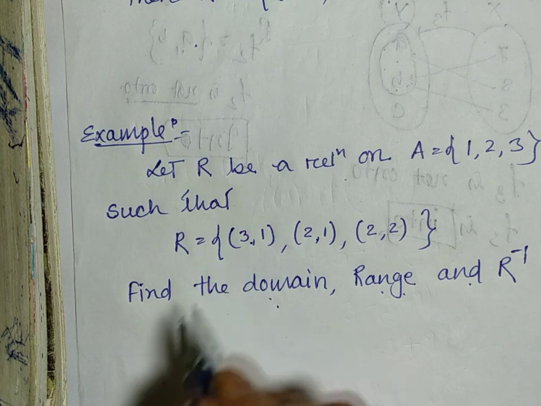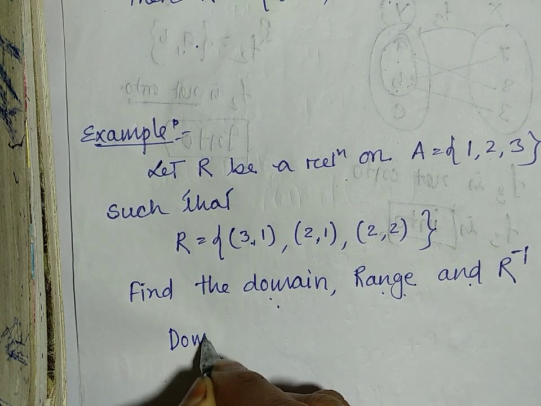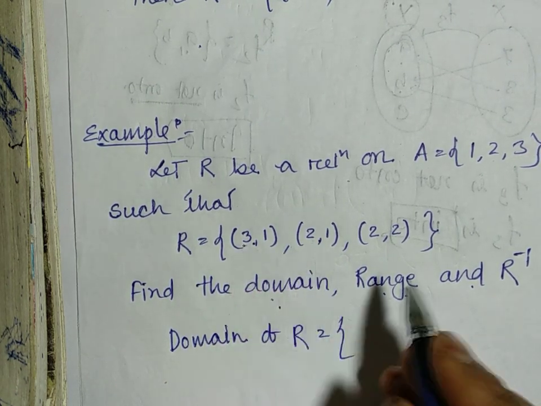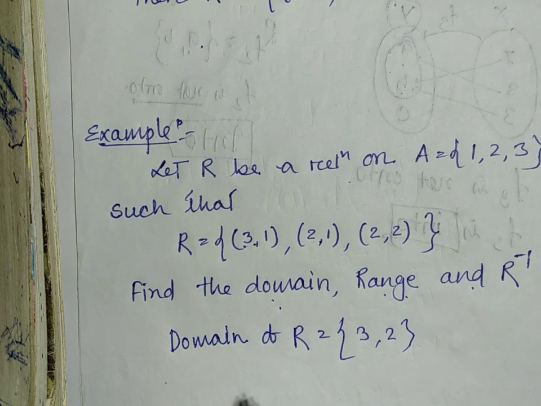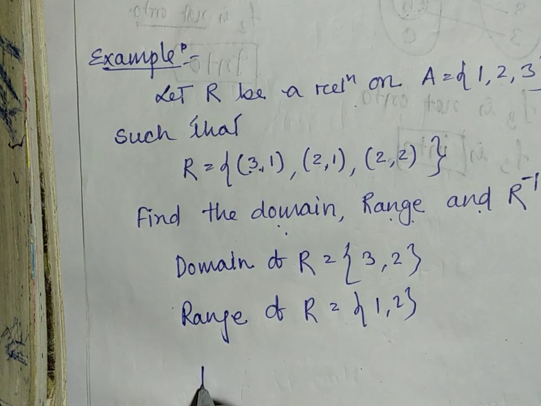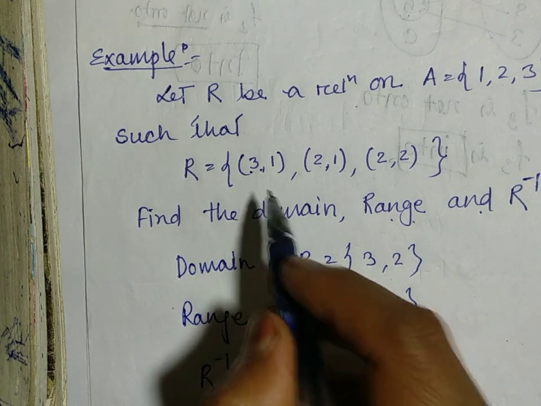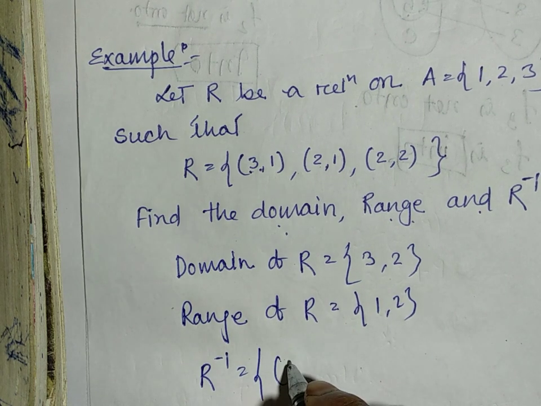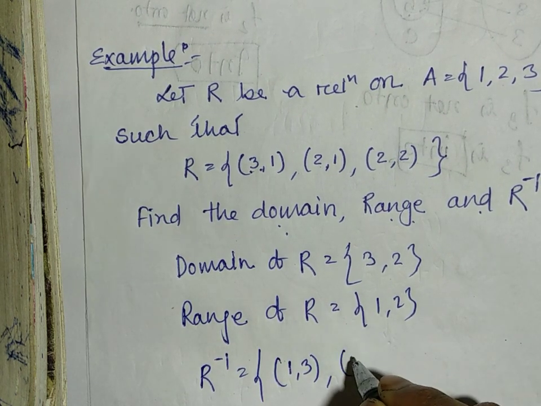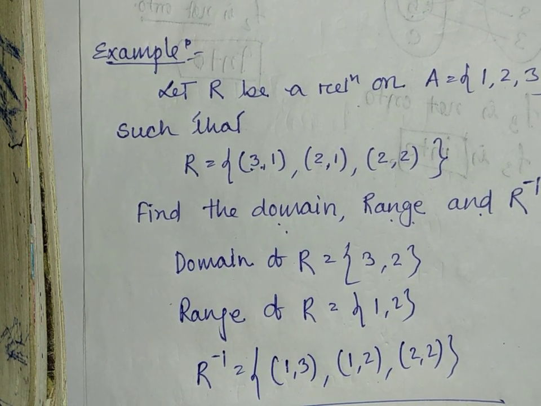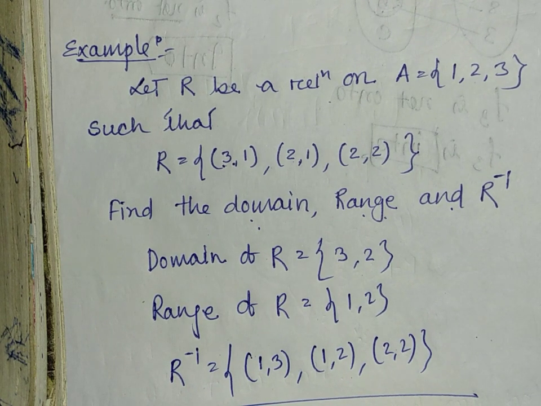First of all, we'll find the domain of R. The domain is nothing but the first components only: 3, 2. What is the range of R? 1, 2. What is R inverse? R inverse is nothing but the collection of all those ordered pairs which are the reverse of each and every ordered pair. 3, 1 will become 1, 3. 2, 1 becomes 1, 2. 2, 2 becomes 2, 2.